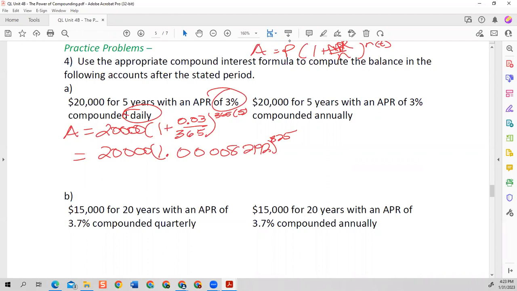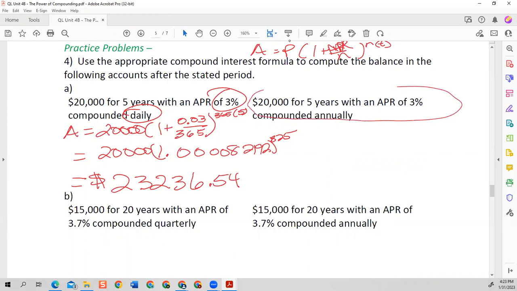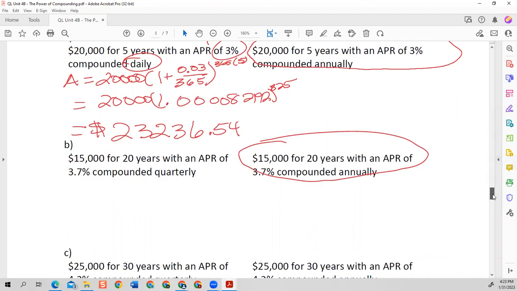All right, so I came up with a total of 23,236.54. This one here, we're going to talk about in our class discussion. Let's do this next one.